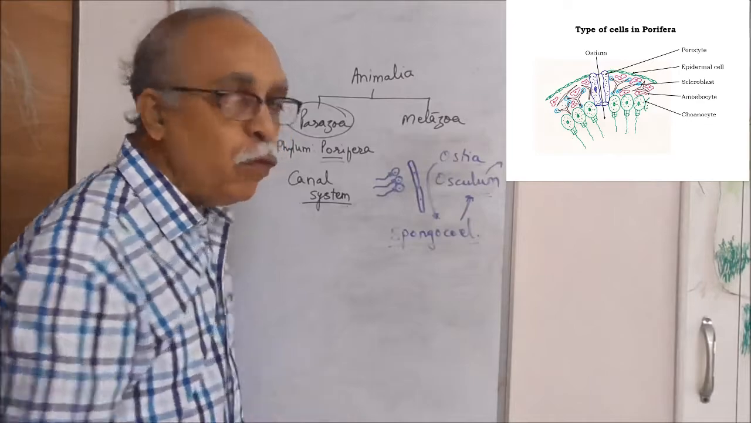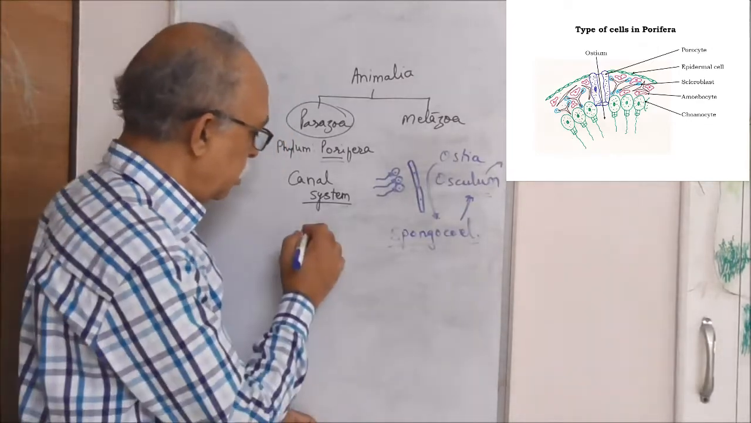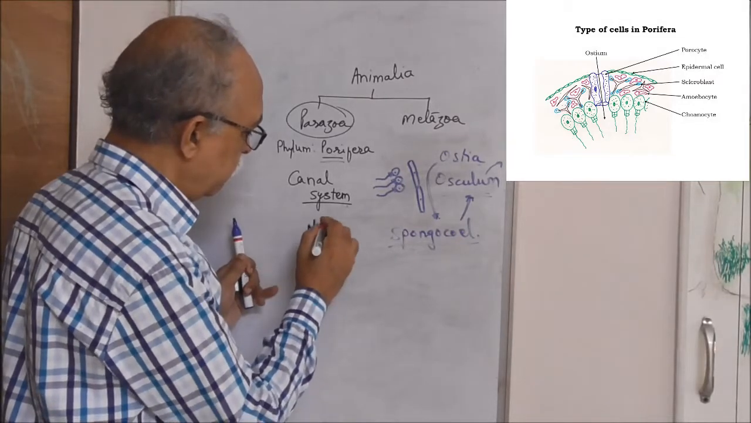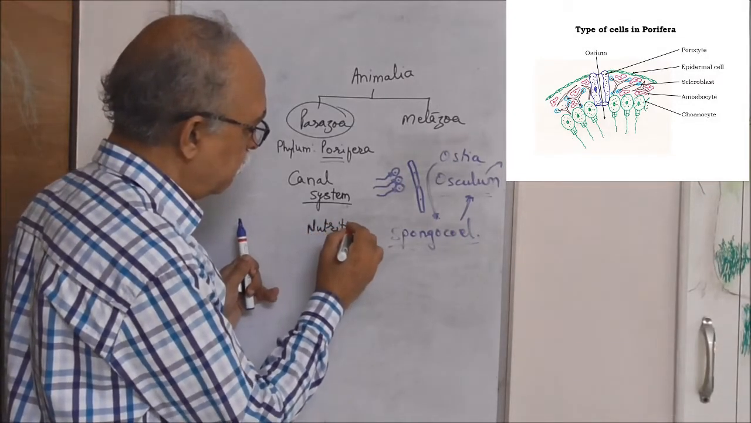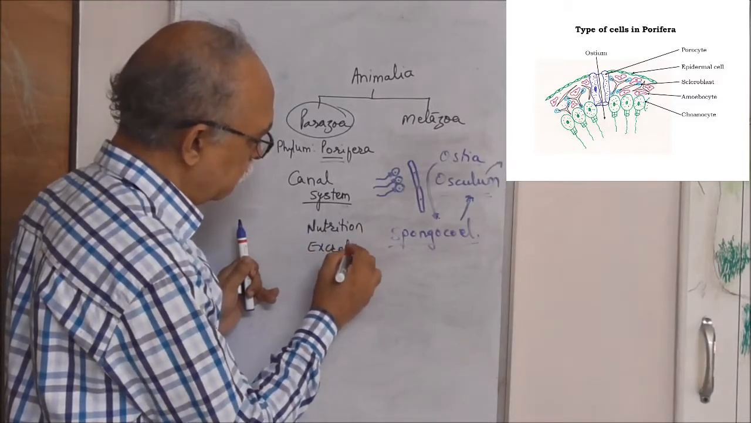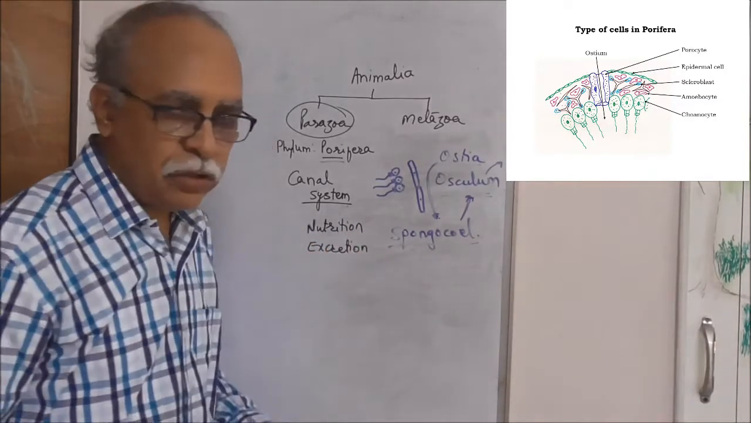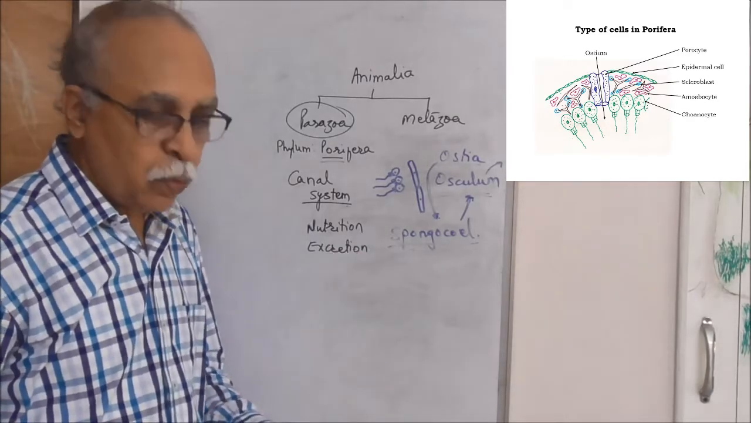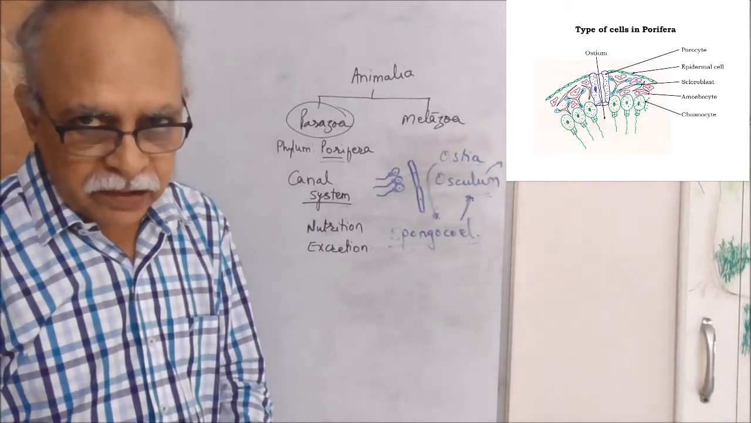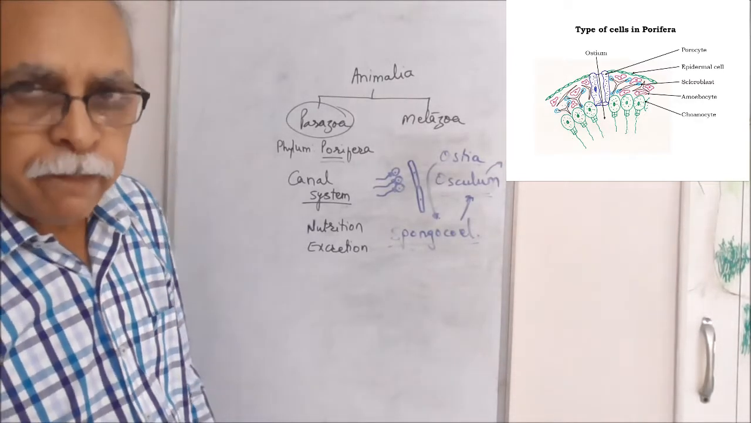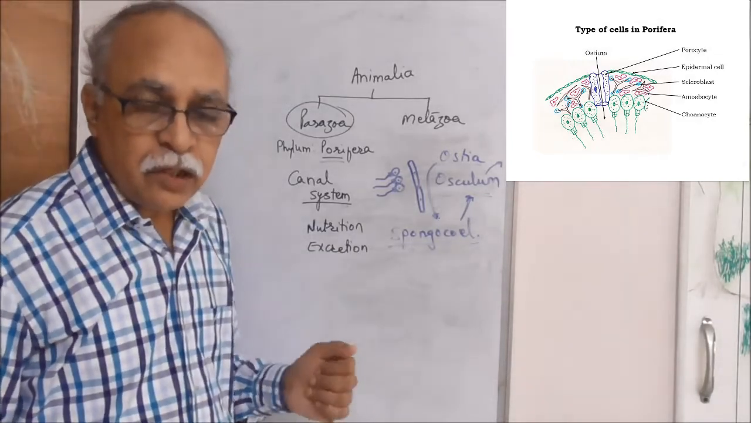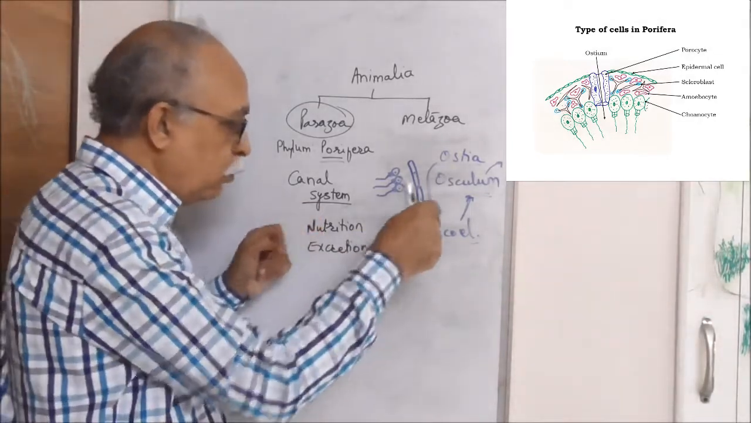And during this flow of water, nutrition, excretion, or gaseous exchange, that's a kind of respiration, would take place. So the system, the canal system, would help in nutrition, excretion, gaseous exchange, that is respiration, that flow of water.